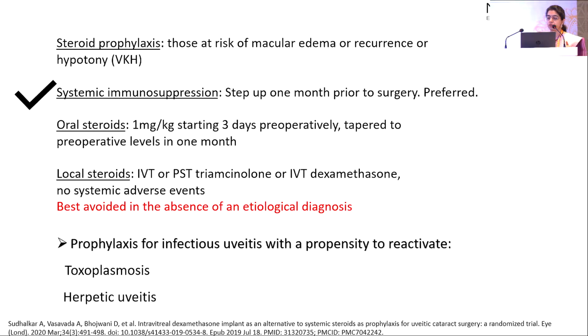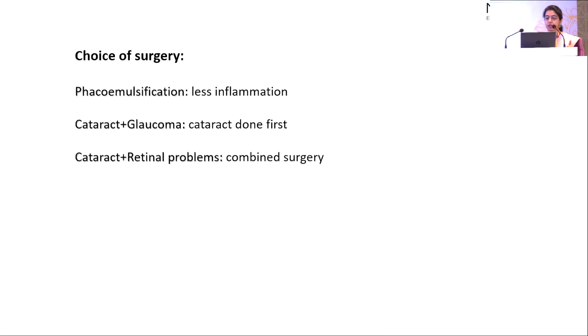Some infectious uveitis also have a propensity to reactivate after surgery, and these are toxoplasmosis and herpetic uveitis, and prophylaxis should be started for these conditions prior to cataract surgery, 1 week prior to cataract surgery.